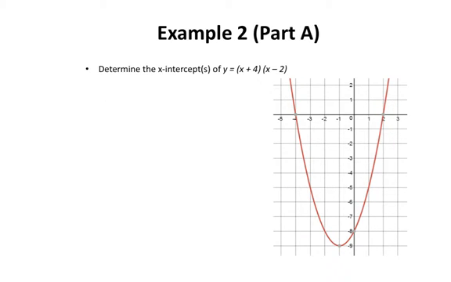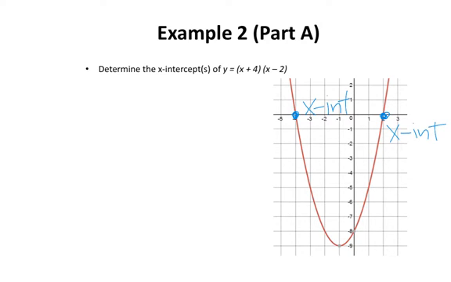In our second example, we want to determine the x-intercepts of y equals x plus 4 multiplied by x minus 2. Again, you'll notice that the equation of this quadratic relation is in factored form, and we've also been given the graph of this quadratic relation. Therefore, we can easily figure out the x-intercepts by looking at the graph itself. So the x-intercepts are negative 4 and positive 2. I'm going to make a little label that is an x-intercept, and that is also an x-intercept.